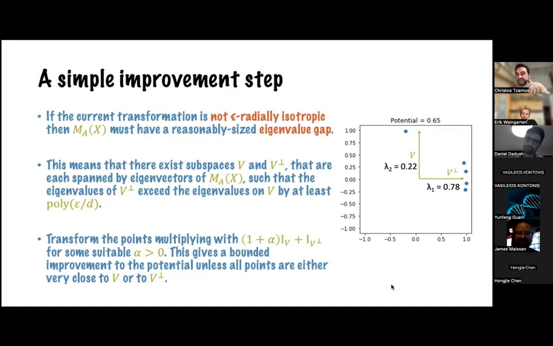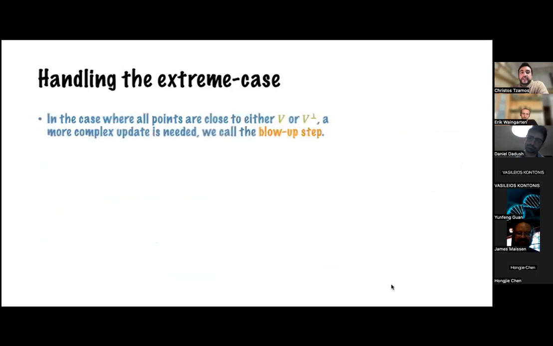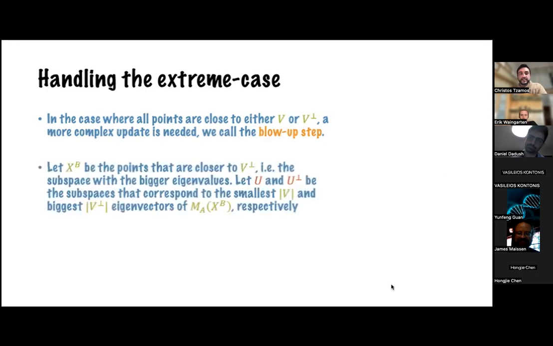The hard case, and really this is the contribution, is the extreme case where all the points are close to either V or V perp. So think of this: all my points are close to these two subspaces. I need a much more complex update that I call the blow up step. I need to somehow accelerate this process so that I'm not stuck.